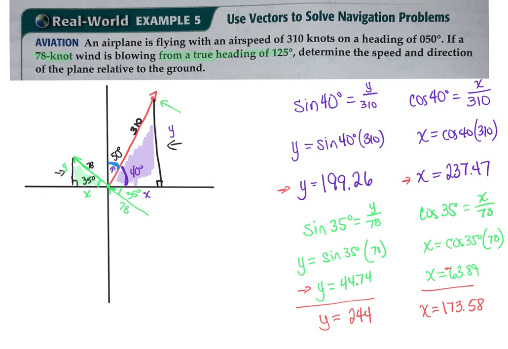Which means what quadrant am I going to end up in when it's all said and done? When it pushes that plane, where am I going to be? I'm going to be in the first quadrant. So now I'm going to draw down here a little quadrant, my final where-am-I quadrant, okay? My X value here is 173.58. My Y value here is 244. I am trying to figure out my hypotenuse. I'm also trying to figure out this angle.